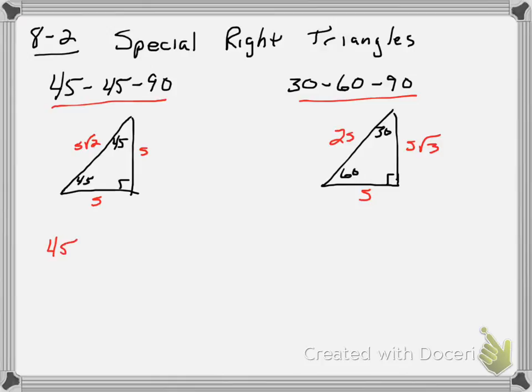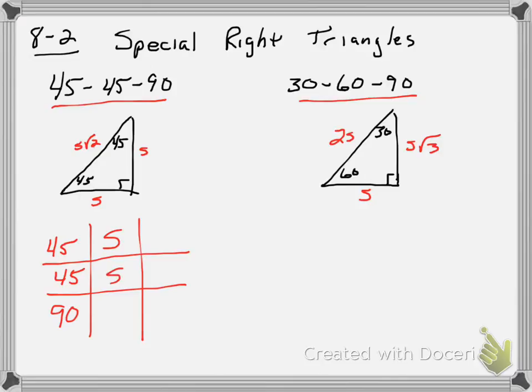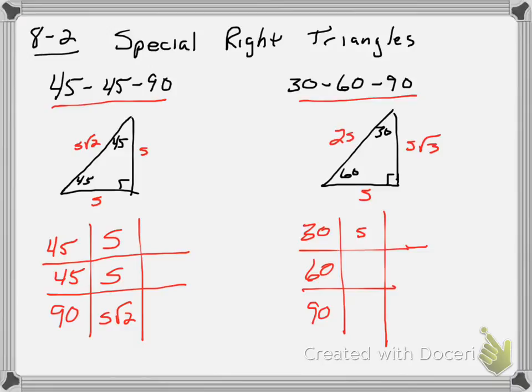The angle measures, so if I'm drawing my charts, it's 45, 45, 90. It's side, side, then side times radical 2. Okay, so if it's 30, 60, 90, again set your charts up. Across from the 30, you can see it's the side. Across from the 90 is 2 times the side. And across from the 60, it's the side times radical 3. The purpose of the chart is to input the numbers where they go.